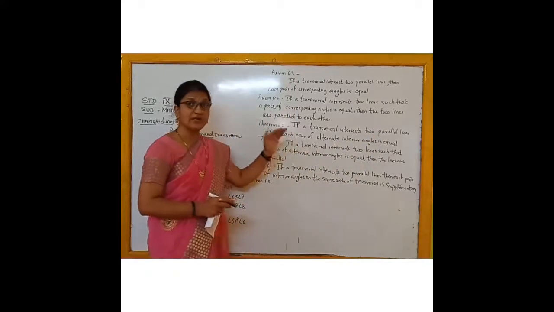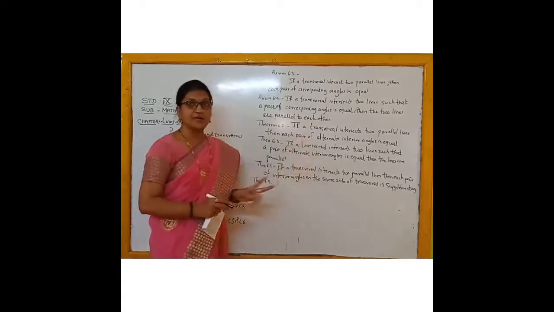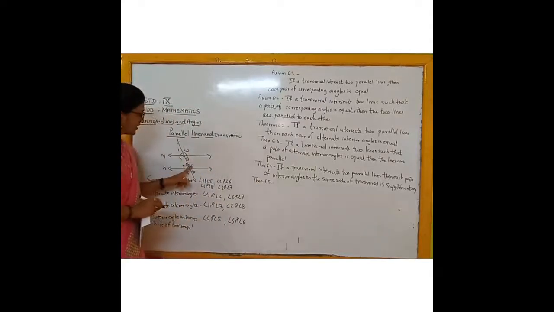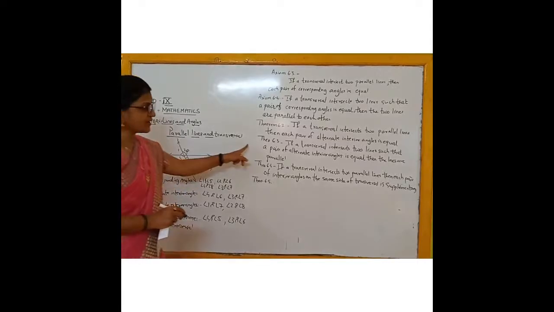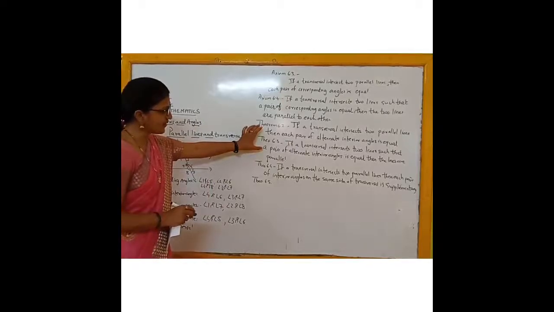Only two lines and a transversal are given. What is the next part given? Pairs of alternate interior angles are given. That is, the interior angles are equal. That is, angle 4 is equal to angle 6, this is given, as well as angle 3 is equal to angle 5, this is given. So from that you can say that the lines are parallel. So this statement is the converse of the previous one.